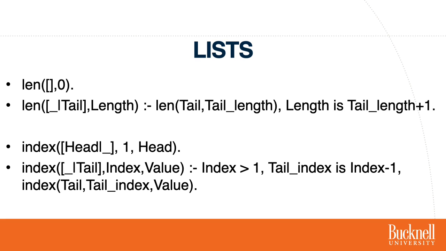We can also define a rule where we state, okay, if we haven't actually found the head and index 1, then what we need to do is, if index is greater than 1, there's a typo there, tail index is index minus 1, index tail index value. So what we're saying here is, all right, if we haven't reached index 1 yet, we need to subtract the index by 1 and then recursively call index on the rest of the tail in order to try to find the value.